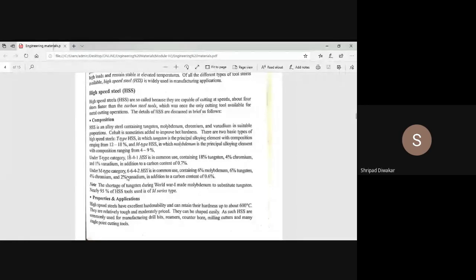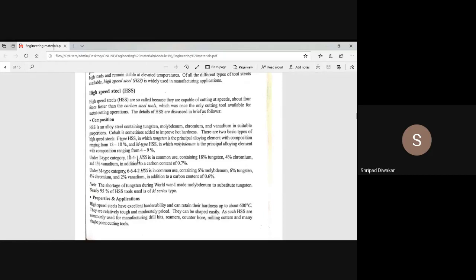Then what is the composition of T type high speed steel? Remember there are three main components: tungsten, chromium, and vanadium. 18-4-1 is the representation of T type HSS steel. 18 means 18 percent of tungsten, 4 percent of chromium, and 1 percent of vanadium. Remember T, C, and V: T means tungsten, C means chromium, and 1 percent means vanadium.